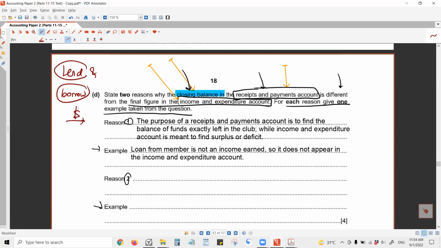In this case, it is a loan from a member. So the member gives the loan to the club. This is what we are talking about in this question. The borrower is the club. The person who needs the money is the club. Get it? We are the club, that means we are borrowing money. The member is lending money.